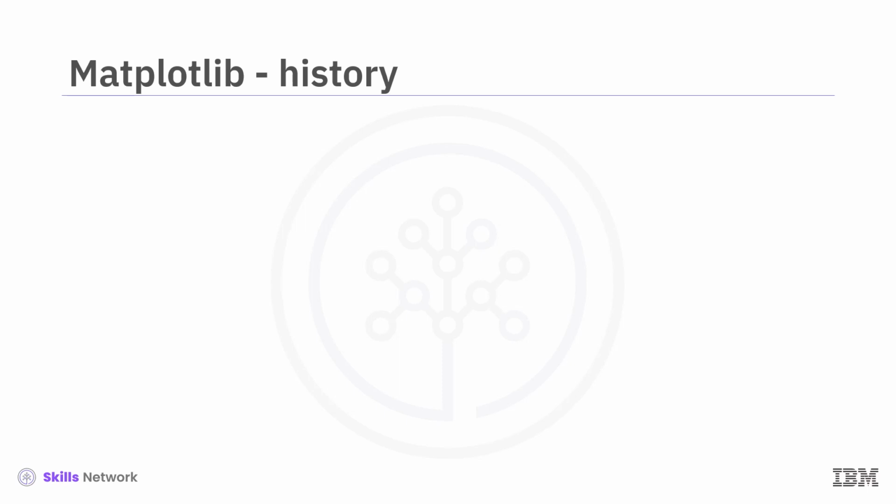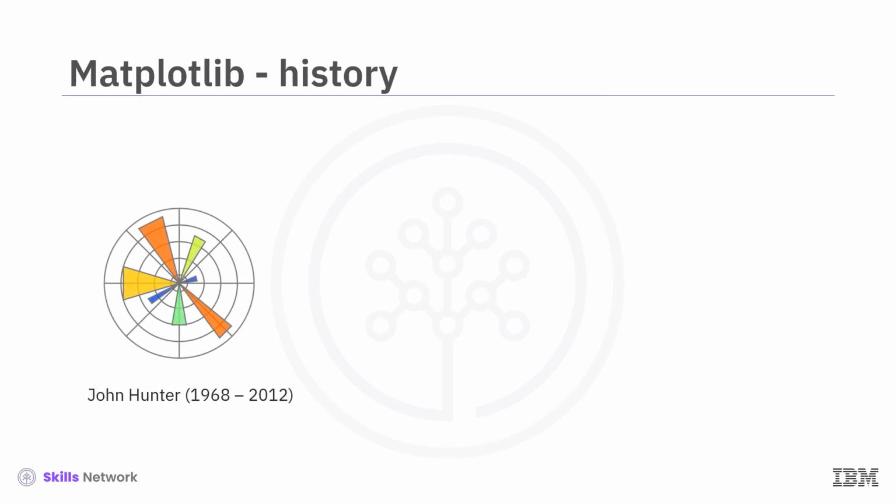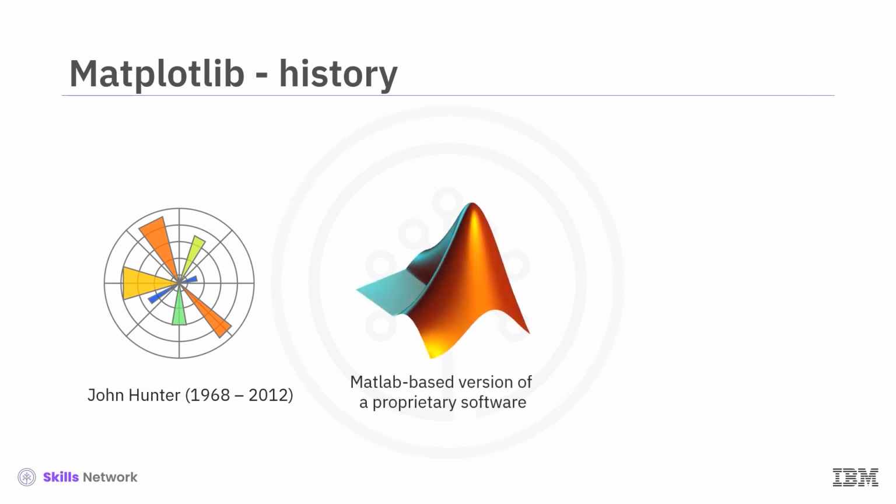Matplotlib is one of the most widely used data visualization libraries in Python. It was created by John Hunter, who was an American neurobiologist. John Hunter was part of a research team analyzing electrocorticography, ECoG, signals, and used proprietary software for this task. However, the team had only one license and was taking turns using it. So, to overcome this limitation, John Hunter set out to replace the proprietary software with a MATLAB-based version that could be utilized by him and his teammates and extended by multiple investigators.